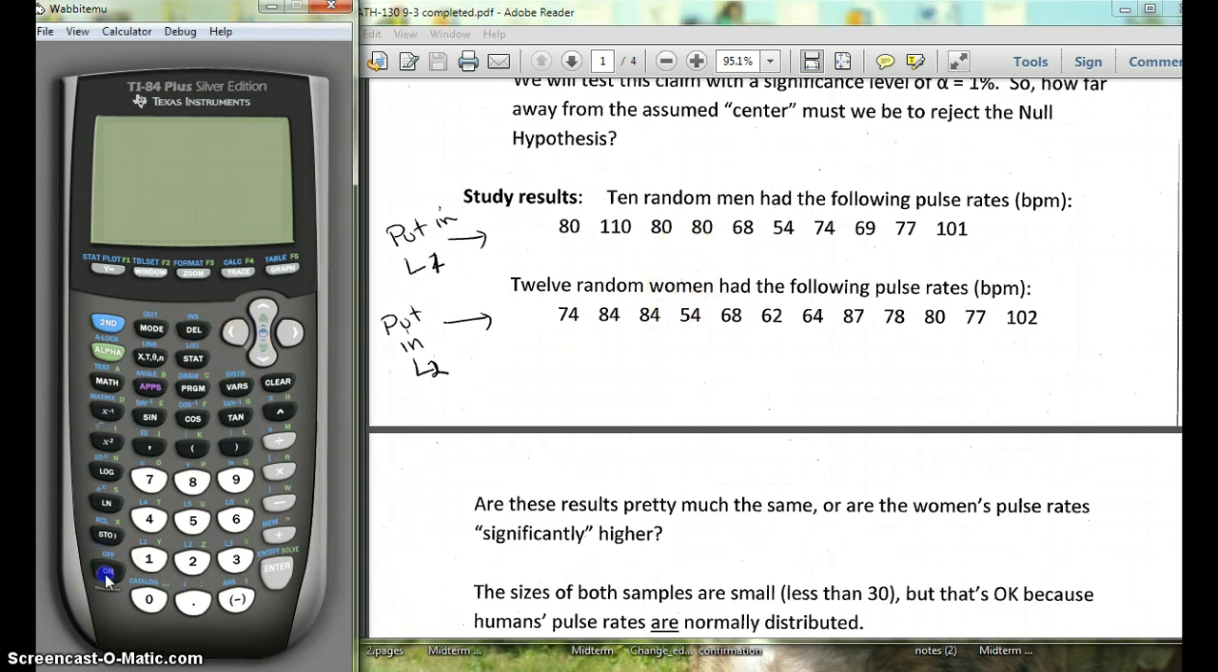So remember to put them in L1 and L2, we go stat, edit, and they're actually already in here. The men are in L1, and the women are in L2, and I'll scroll down just to show you there are 12 in there. Okay, so those are already in there for us.